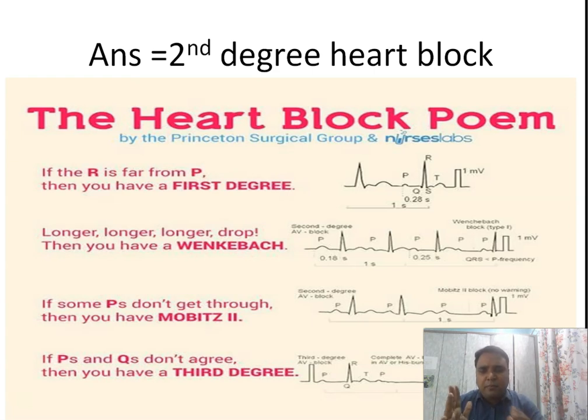In type 2, the PR interval will be constant, but at some time the QRS will not be following the P wave. So that is called Mobitz type 2 heart block. When P and QRS are totally dissociated, there is atrioventricular dissociation. That is, P and QRS don't correspond. Sometimes P will be there, where QRS will be there. Then that is called third degree heart block.